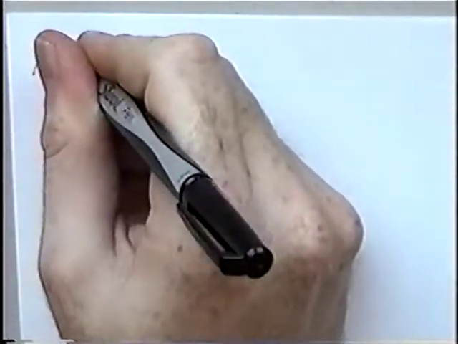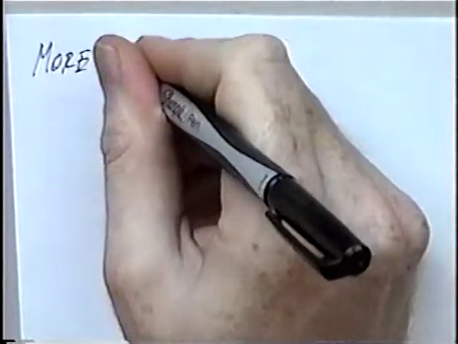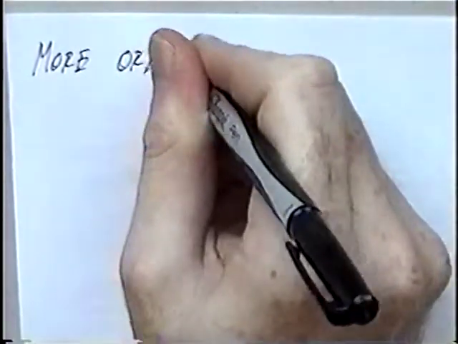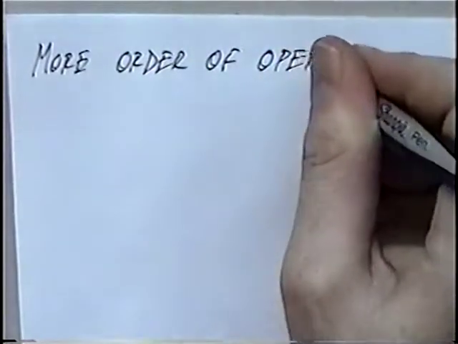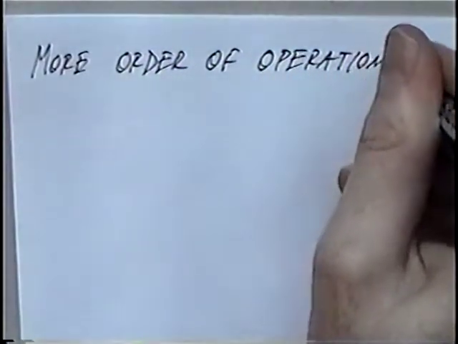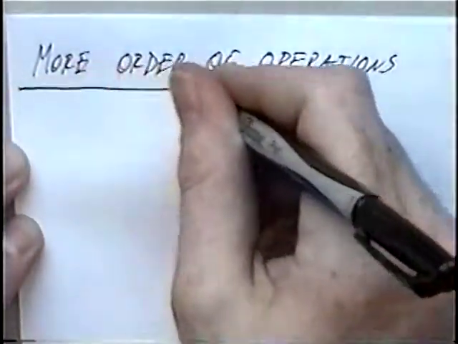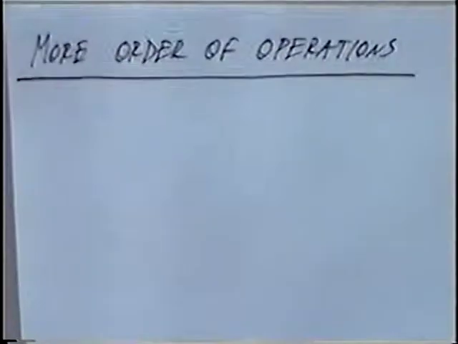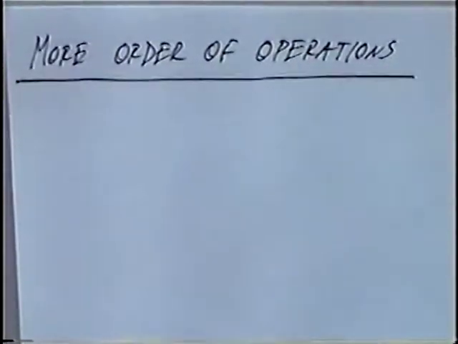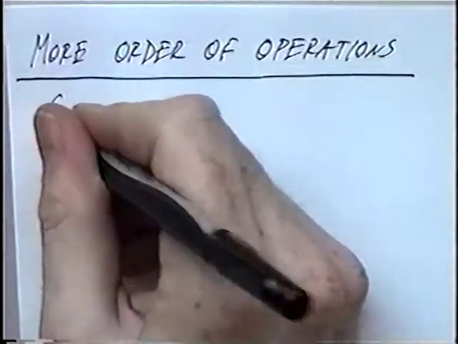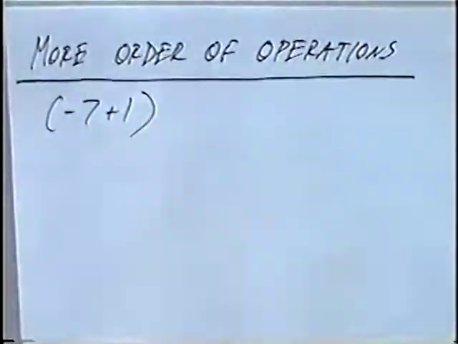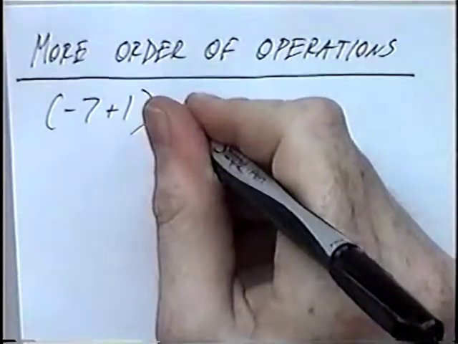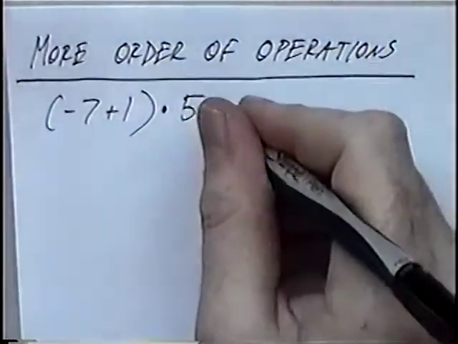Title of the last section today is More Order of Operations. First question for this section. In parentheses, -7 plus 1, times 5 plus 4.